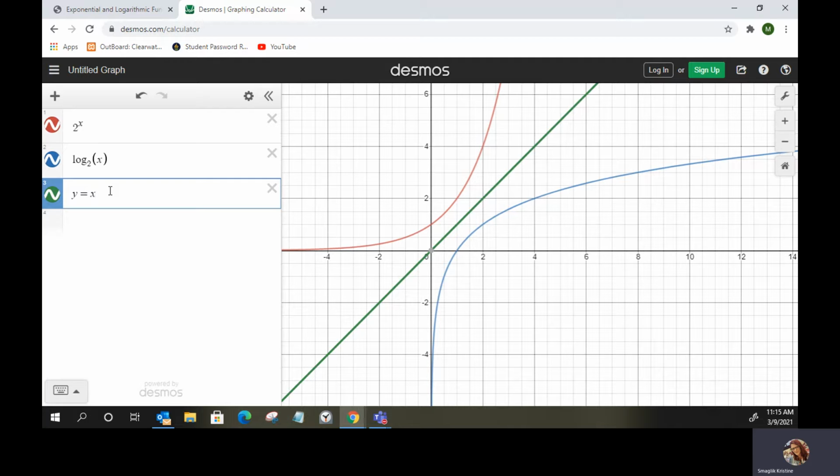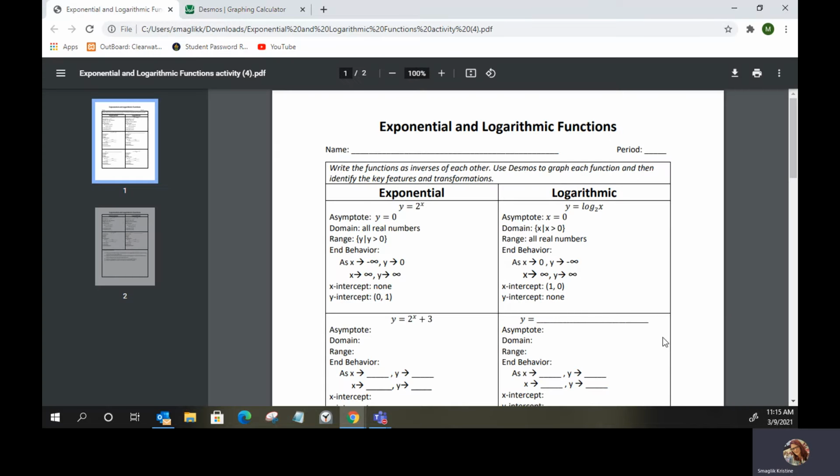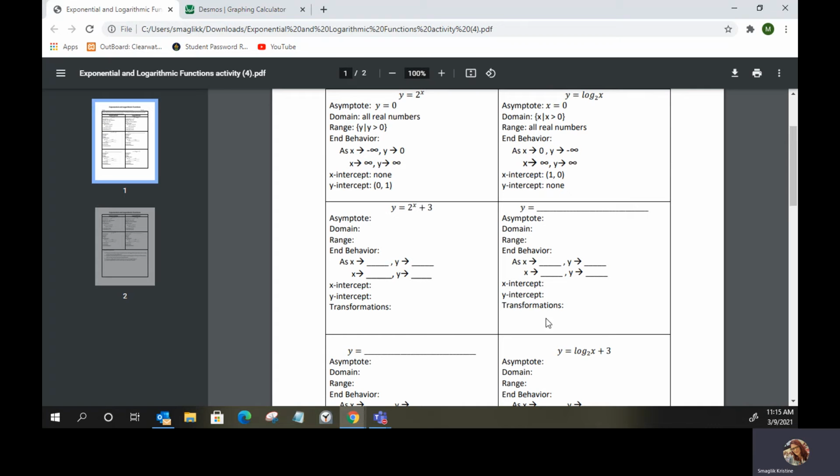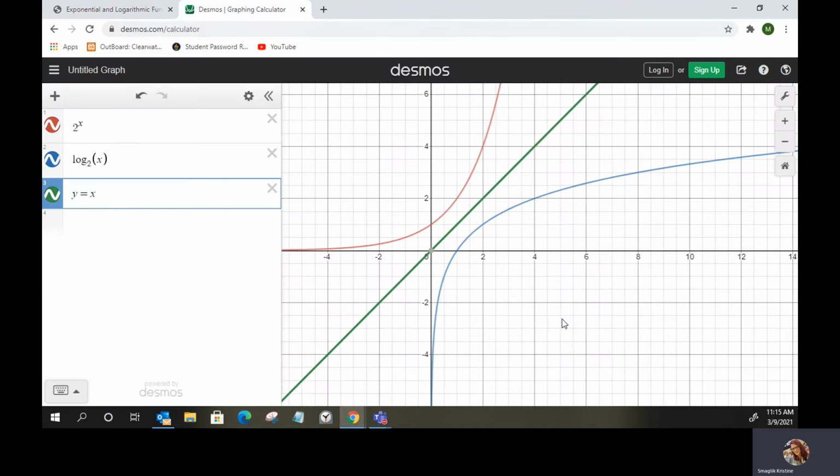When you are calculating your inverse functions, when you punch these two into Desmos, you should be able to put in that line y equals x, and you should see that reflection, that symmetry about those two graphs. If you don't, you've probably done something wrong when you created the inverse. If you need help, please contact me. I'm more than happy to help you. So now let's move on.